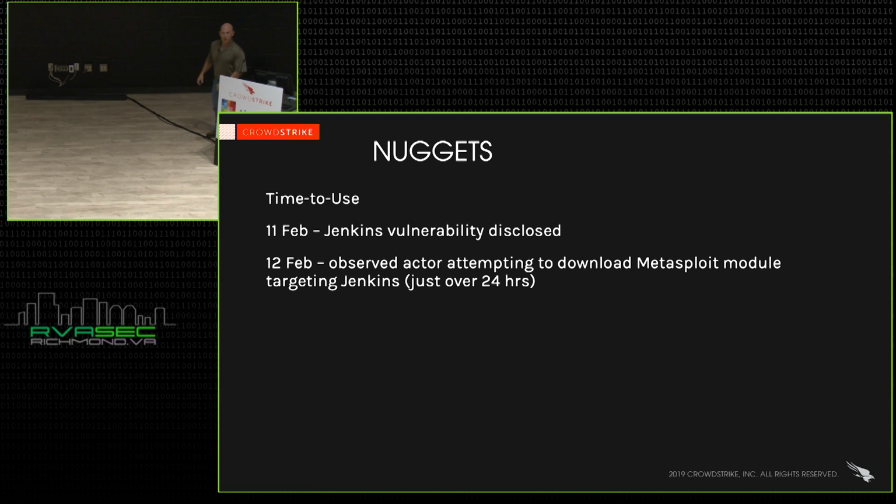Okay, time to use for vulnerabilities. When I first started at CrowdStrike, the time to use statistic we had was 48 hours. It was called Twitter to use: 24 or 48 hours between the time a vulnerability was announced on Twitter and the time we actually saw it being used. Earlier this year, that was cut in half. There's a CVE on a Jenkins vulnerability that was disclosed on February 11th. We actually saw it being used just over 24 hours later.